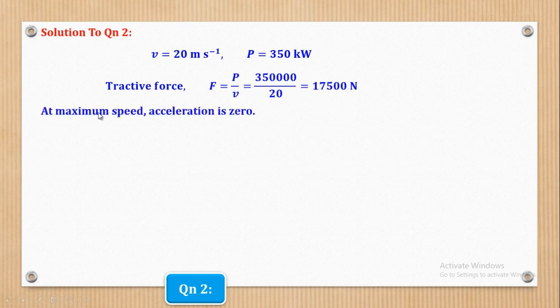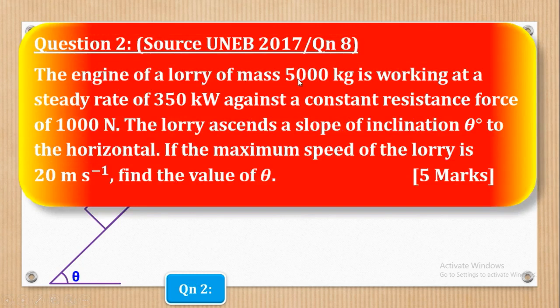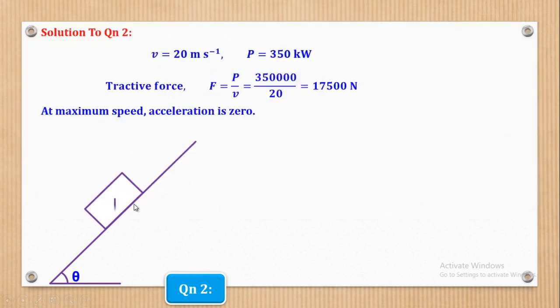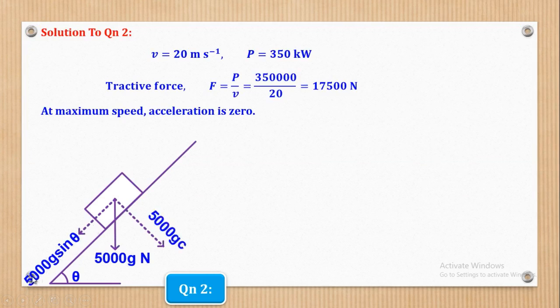Then you shall know that at maximum speed acceleration is 0, and therefore we can now draw our force diagram. So this is the particle and this is the inclined plane, and we are told that the lorry is of mass 5,000 kilograms. So we shall show the weight of the lorry being equal to 5,000 g newtons, but that must be resolved into two components, one parallel to the plane, which is 5,000 g sine theta, then the component perpendicular to the plane is 5,000 g cos theta.